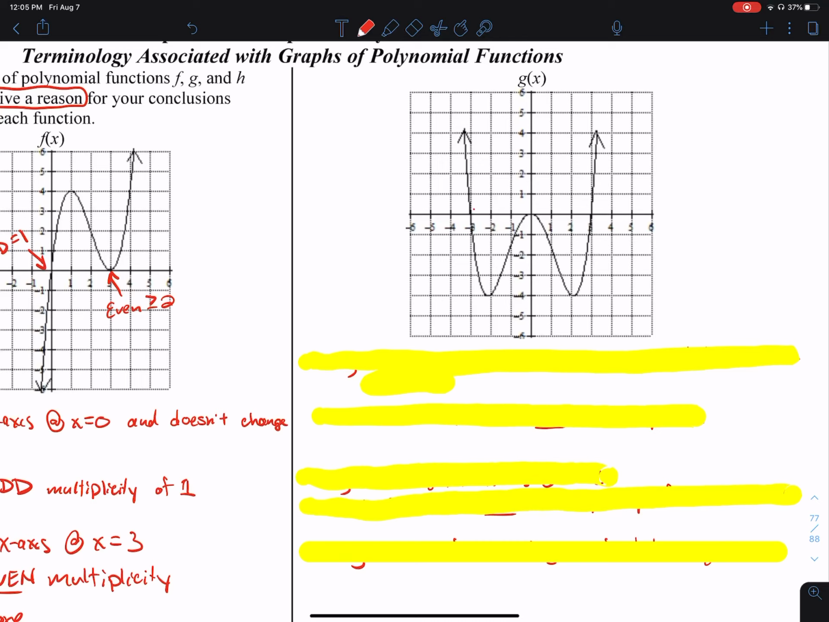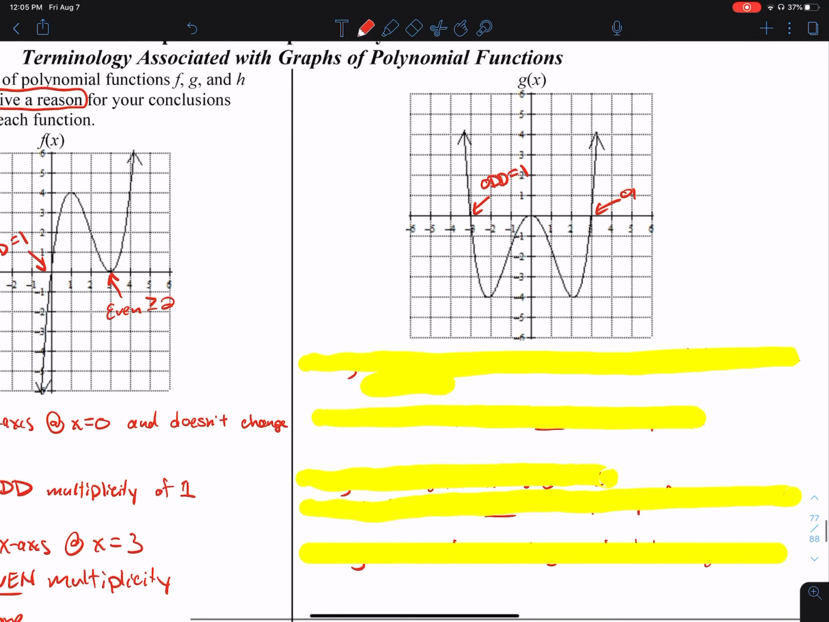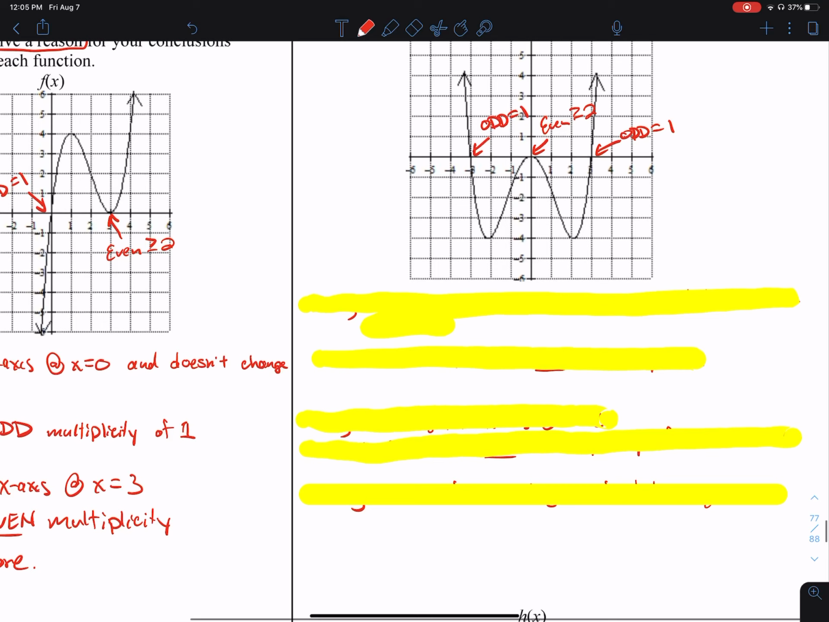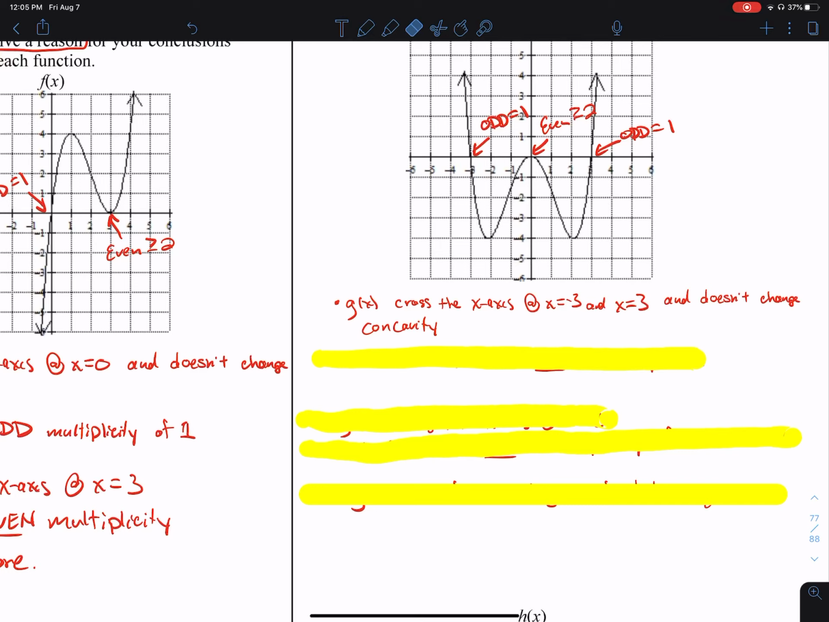Similarly, we can say that this here is odd, doesn't change concavity, so it's degree 1. This is odd, doesn't change concavity, so it's at least 1. This one here is even because it's tangent, so it's going to be a multiplicity of at least 2. Writing this down formally, g of x crosses the x-axis at x equals -3 and x equals 3 and doesn't change concavity. Conclusion: therefore x equals -3 and x equals 3 have odd multiplicities of 1. Right now our degree is 2 because 1 plus 1 is 2.